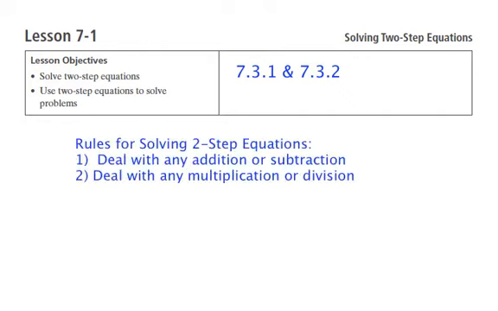When solving two-step equations, you must solve the equations in a certain order. The first thing you're going to do is deal with any addition or subtraction. So if there's any addition or subtraction, you need to undo that in the equation. Then you're going to deal with any multiplication or division. If you follow these simple steps, your problem should not be difficult to solve.